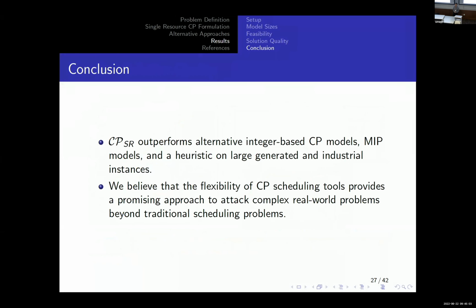So in conclusion, we present a single resource constraint programming model, and we show that it outperformed alternative integer-based CP models, MIP models, and the heuristic, especially on large generated industrial instances. Finally, we believe that the flexibility of constraint programming scheduling tools can be used to provide a very promising approach to tackle complex real-world problems beyond just the scheduling ones.